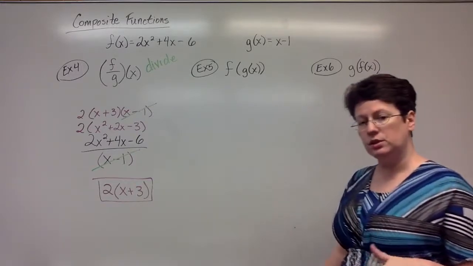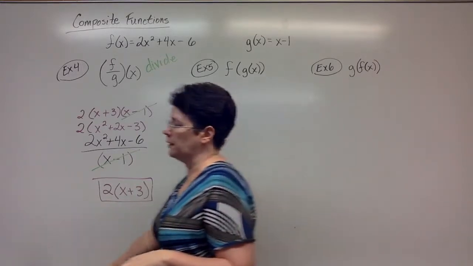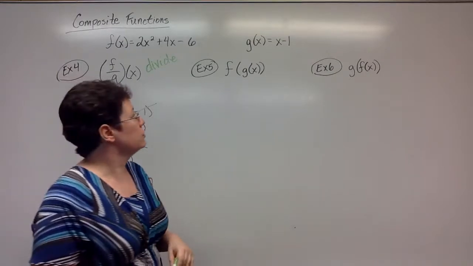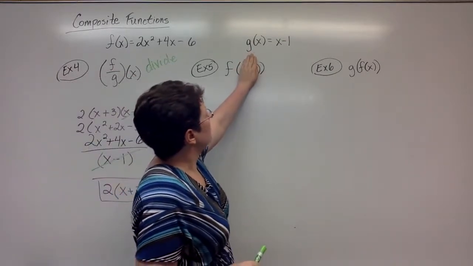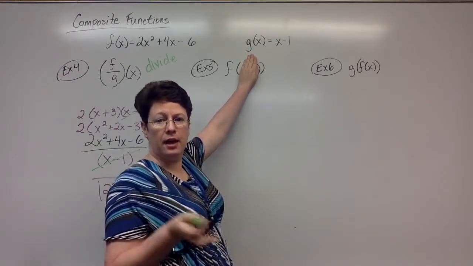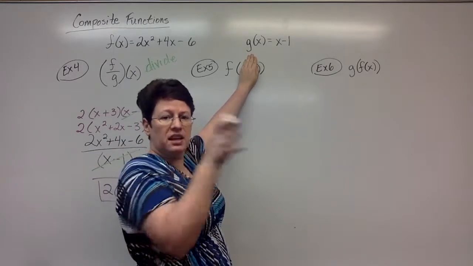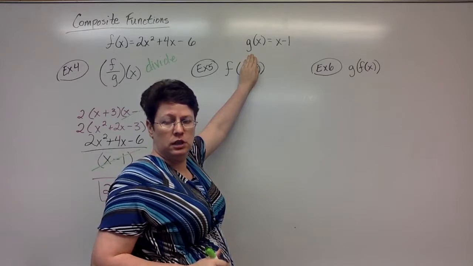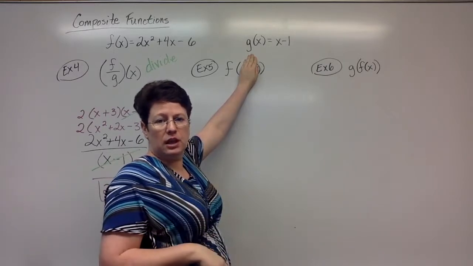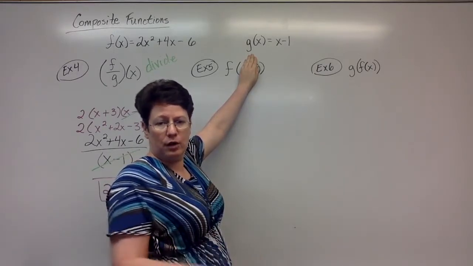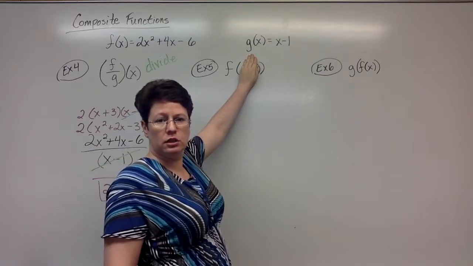Examples 5 and 6 are the ones that may confuse a few folks. All right? So if I cover this up, I have f with something in parentheses, right? I'm plugging something into that function. It could be a number, it could be a letter, it could be an emoji. It doesn't matter. I'm plugging it into the function.